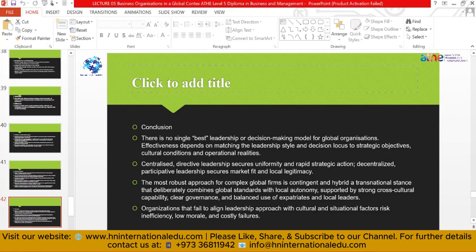Centralized directive leadership secures uniformity, that is, everything is in place, and rapid strategic action. Decentralized participative leadership secures market fit and local legitimacy according to country. The most robust approach for complex global firms is contingent and hybrid, a transnational stance that deliberately combines global standards with local autonomy. You're using the local brands as well as the international brands, supported by strong cross-cultural capability, clear governance, and balanced use of expatriates and local leaders.